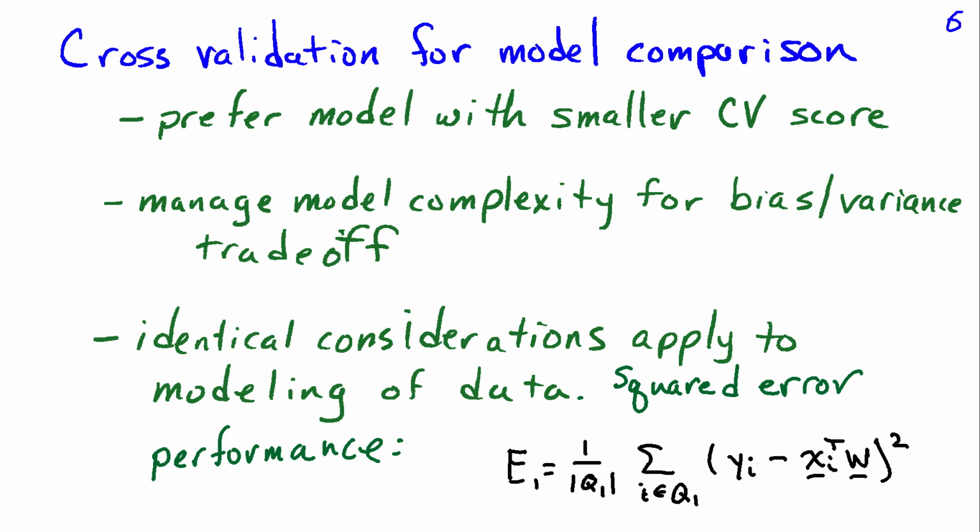So cross-validation is a general principle that can be applied to a whole range of problems, and in different problems it may be appropriate to use different performance metrics, like classification error in a classification problem, perhaps squared error or another type of error in a modeling problem.